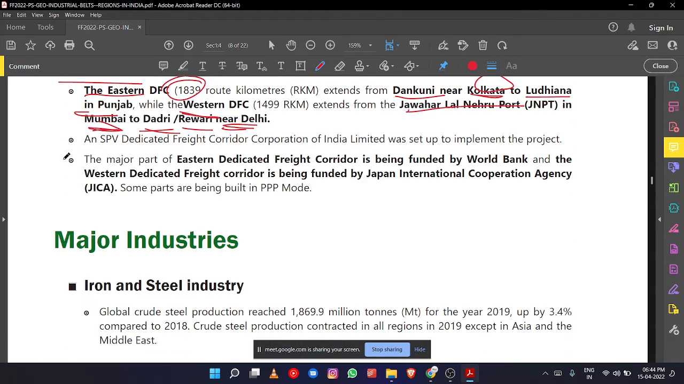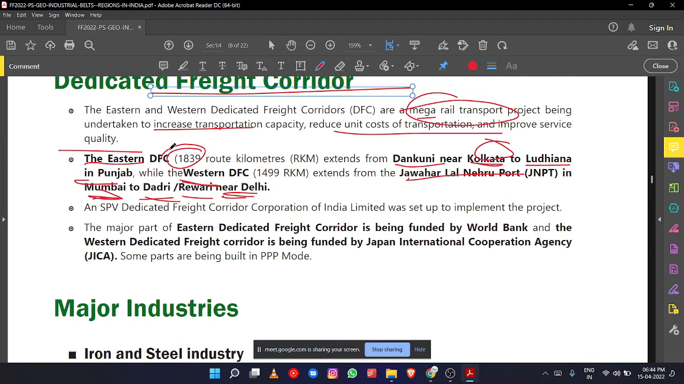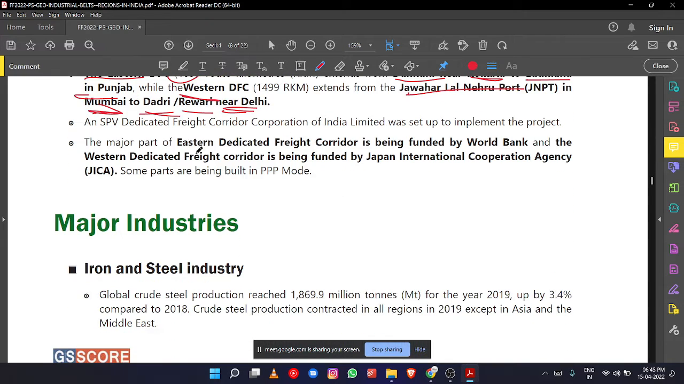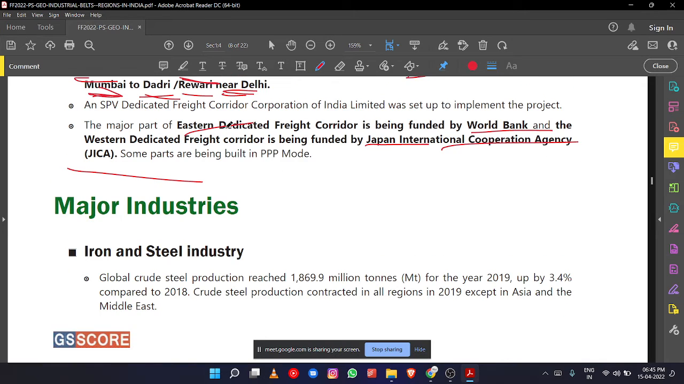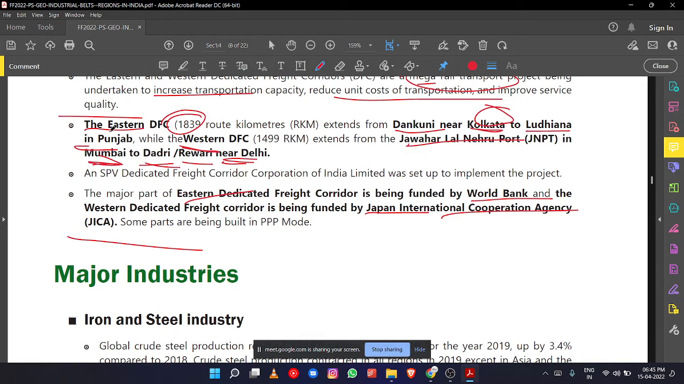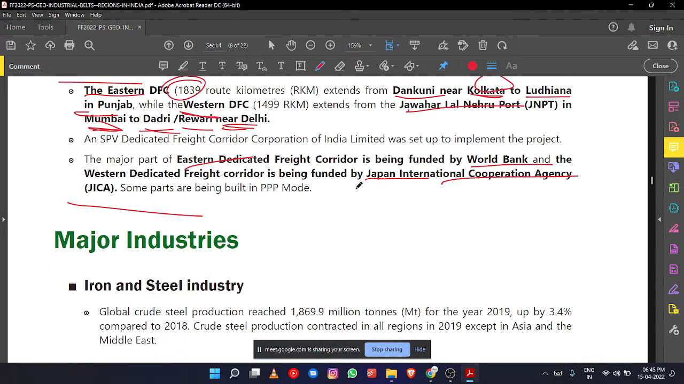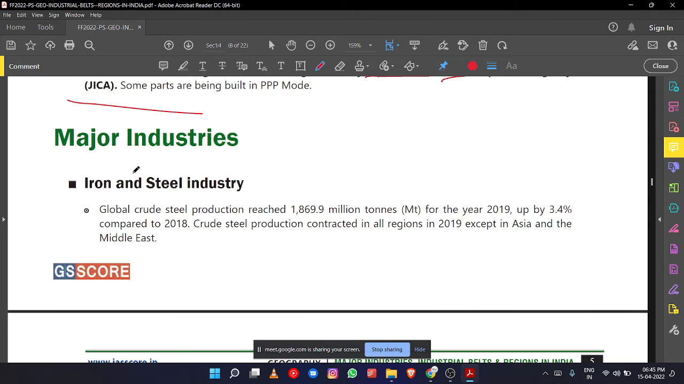This special purpose vehicle, the Dedicated Freight Corridor Corporation of India Limited, was set up to implement this particular project. The major part of this eastern dedicated freight corridor is being funded by World Bank. Remember, World Bank is also involved here, and the western one is funded by Japan International Cooperation Agency. Eastern one, from Kolkata to Ludhiana, is funded by World Bank, and the western one, Mumbai to Delhi, is funded by Japan International Cooperation Agency.